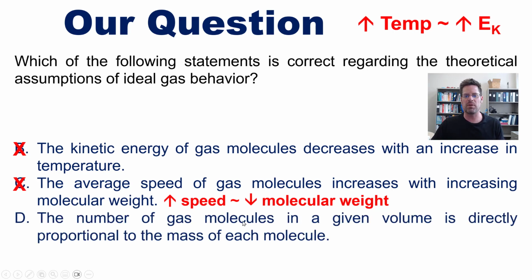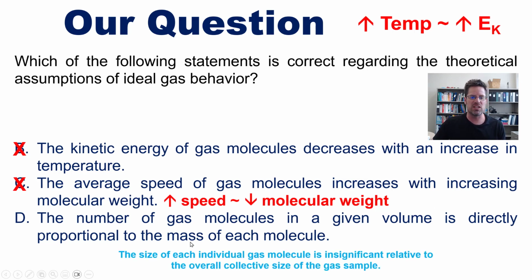D says that the number of gas molecules in a given volume is directly proportional to the mass of each individual molecule. Does that make sense? Well, as I just pointed out, one of the tenets of ideal gas behavior is that the size of each individual molecule is insignificant relative to the overall collective size of all of the molecules in the gas sample together. Hence, we can eliminate option D.